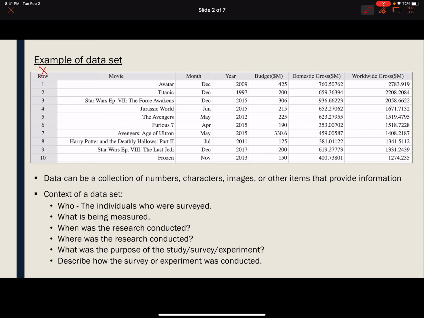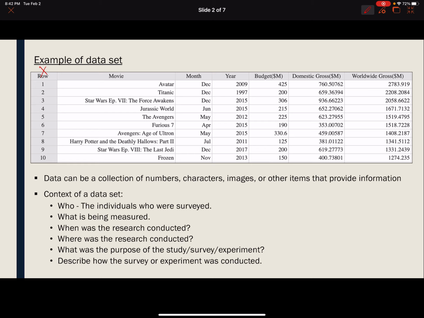So in this little subset, we have the title of movies. We have the month and the year that the movie was released. We have the budget for the movie in millions of dollars. And then the amount of money that the movie grossed both domestically and worldwide, again in millions of dollars.